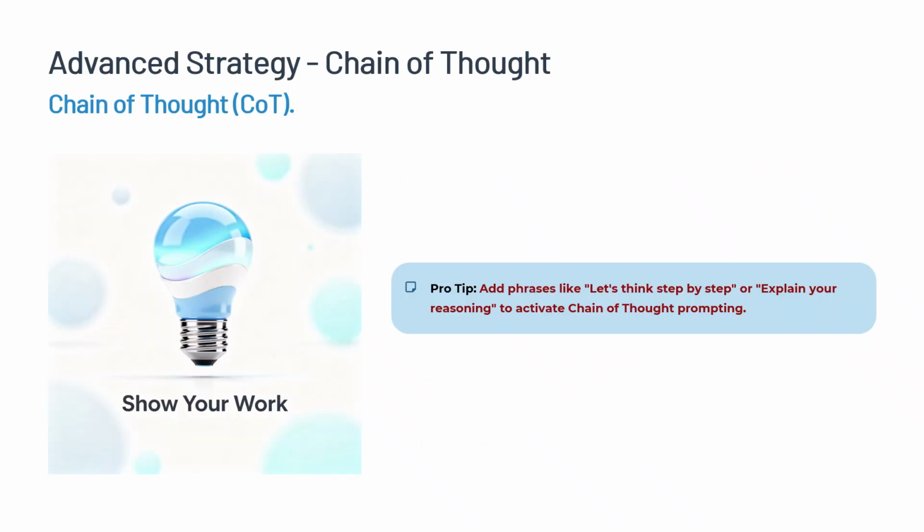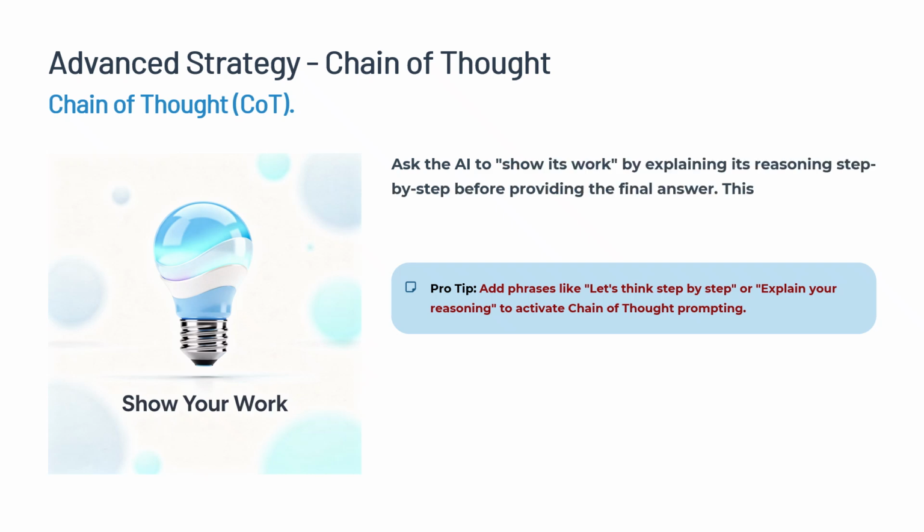Use chain of thought prompting. Explicitly ask the AI to explain its reasoning step by step. This technique dramatically improves accuracy for complex problems. This helps to spot flawed logic immediately and ensures a more accurate final answer. Add phrases like let us think step by step or explain your reasoning to activate chain of thought prompting.